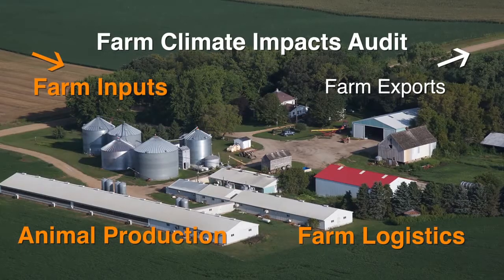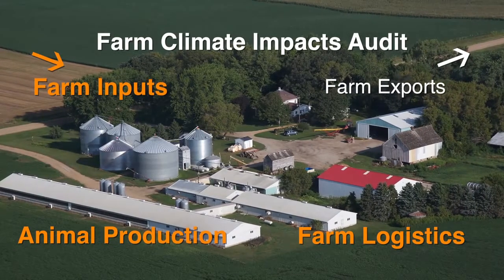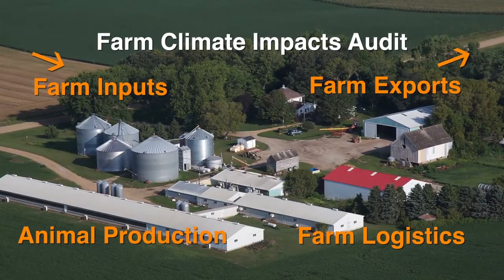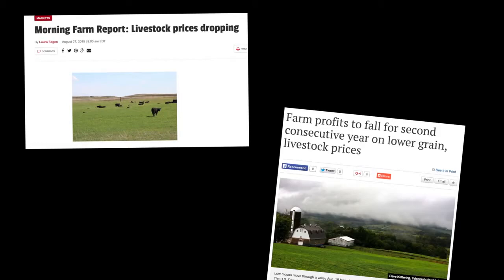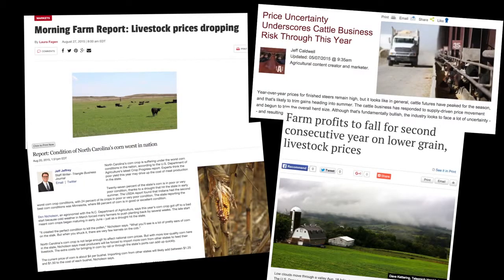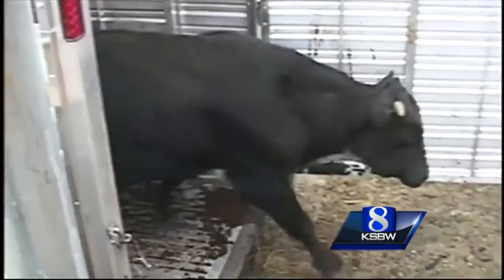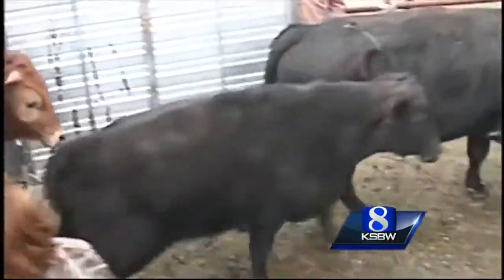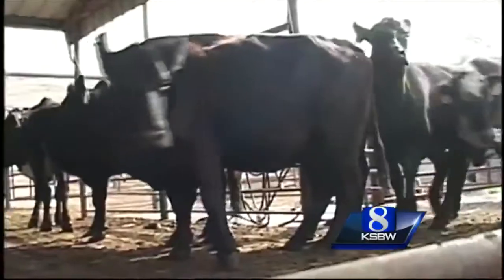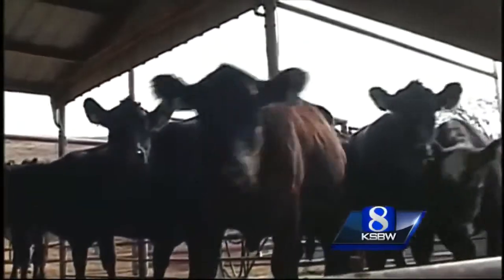Farmers need to also assess the impacts of climate on farm exports, meaning the products that are marketed and sold by the farm. The market prices for these products are impacted by many factors, including climate conditions on a local, national, or global scale. Cattle ranchers have no choice but to thin their herds. For example, livestock producers have seen their profits affected in recent years due to the impacts of drought.